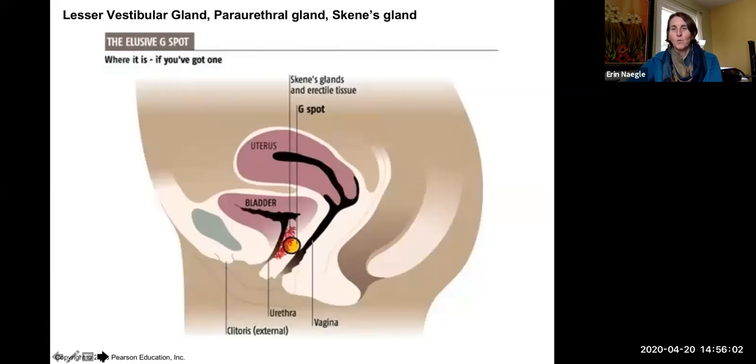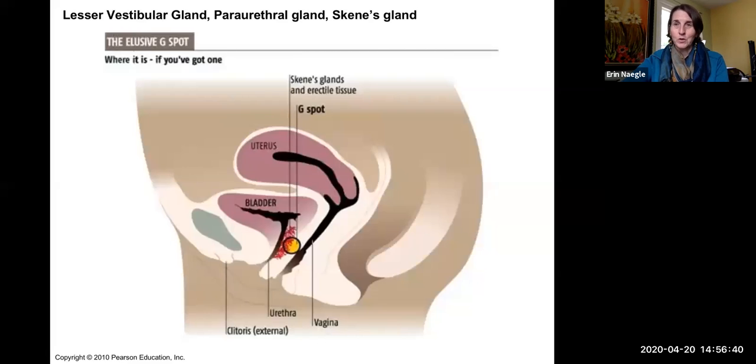How developed this gland is varies widely from one woman to the next, which is why it's partially known as the elusive G-spot, because some women have it, some women don't, some women it's partially developed, some women it's not. But it is homologous, or comes from the same developmental material as, well, it's really close to the urethra. What gland in the males surrounds the urethra? The prostate. Yeah. So this lesser vestibular gland, or the periurethral gland, is similar to the prostate gland.